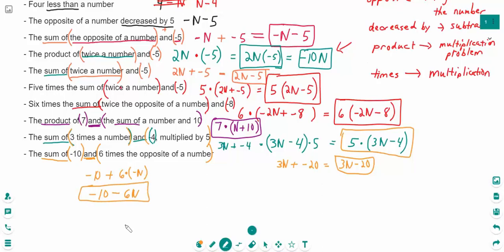All right. Do you see that? Okay. Very good. So that is kind of how we work these. Hopefully that makes sense to you. Take it slow. Don't try to race through these. If you do, you'll probably get them wrong.